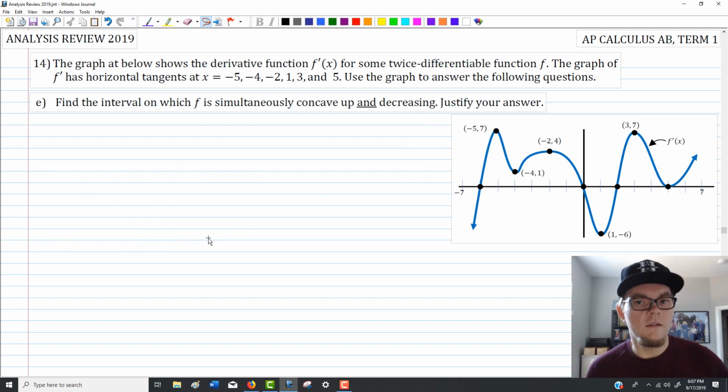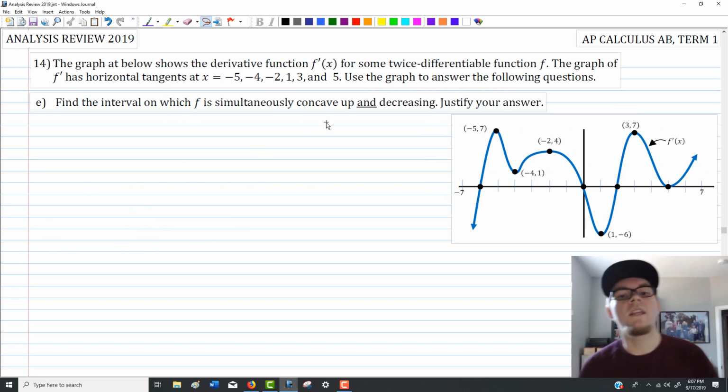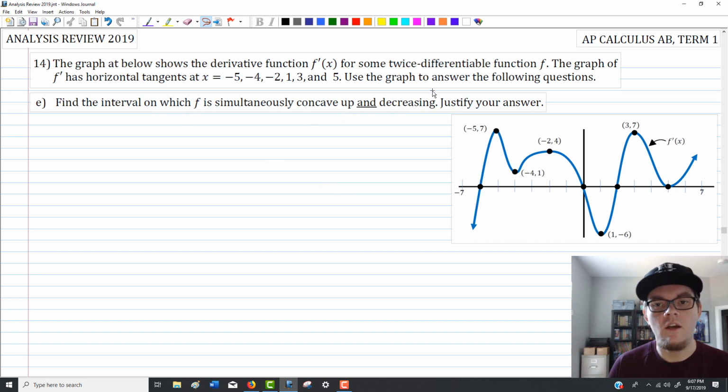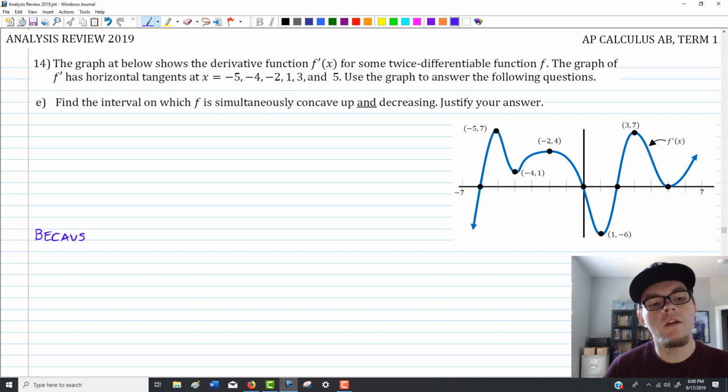And here is 14E. So it wants us to find the interval on which f is simultaneously concave up and decreasing, with us justifying our answer. Well, to start things off, I'm going to begin like I did before. We're going to talk about the reasons. Like, what properties are we looking for that involve f prime of x? So in this case, we want f to be concave up. That means that we need f double prime to be positive, but more specifically, we need f prime to be increasing. Likewise, if we want f to be decreasing, we need f prime to be less than or equal to 0.